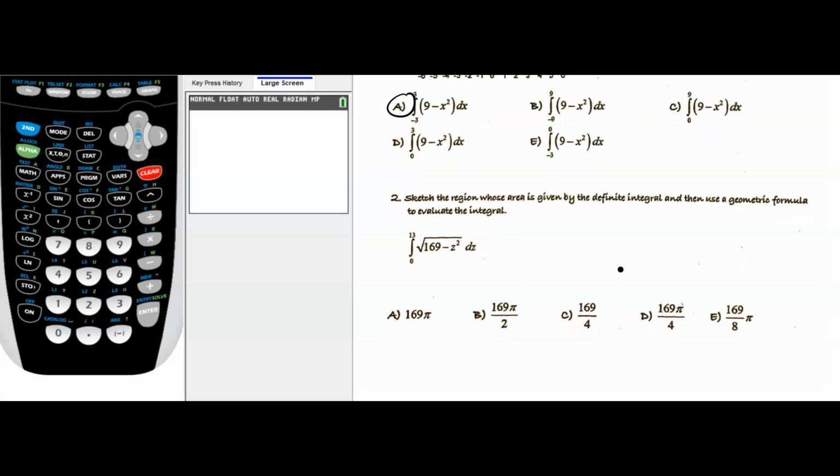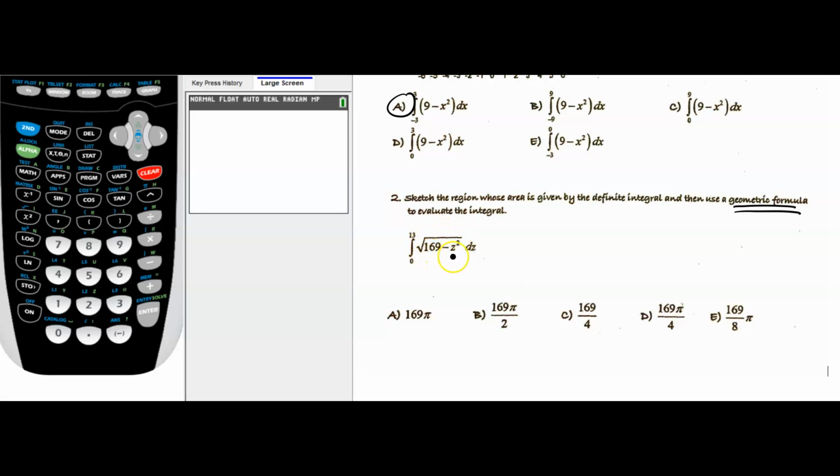In this one I said sketch the region whose area is given by the definite integral and then use a geometric formula to evaluate the integral. And the reality is right now this is all we can really rely on to evaluate these definite integrals. And like I mentioned in the previous video, that's going to change in the next section when we talk about the fundamental theorem of calculus. But right now, when we see this, we need to say, okay, this is the equation of some geometric shape that we're familiar with.